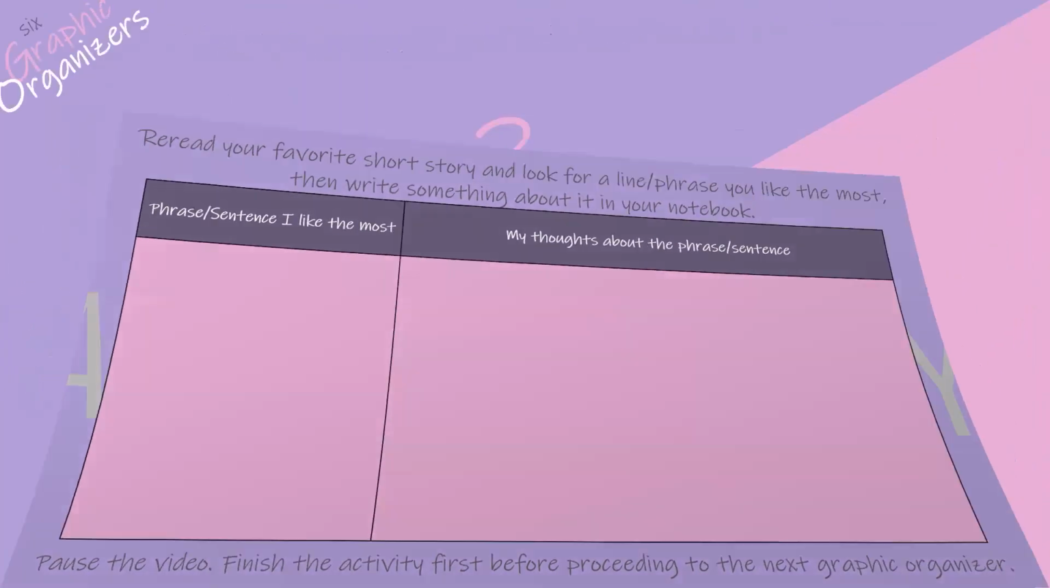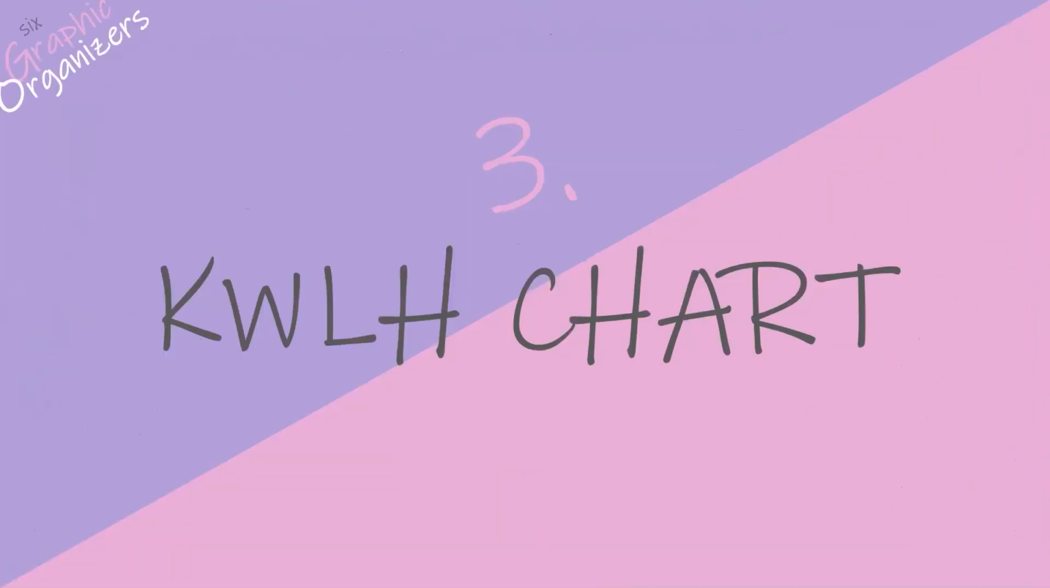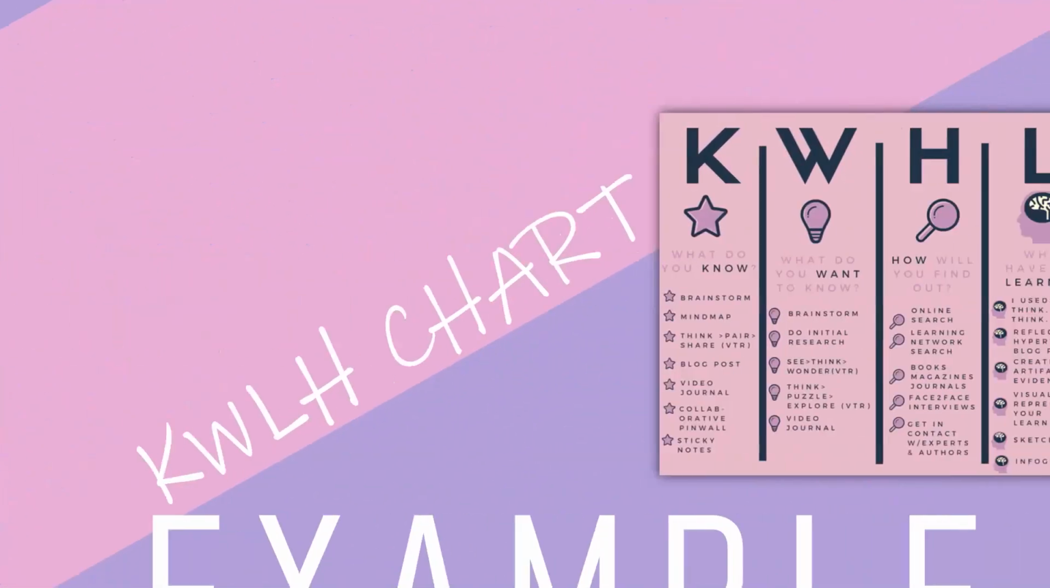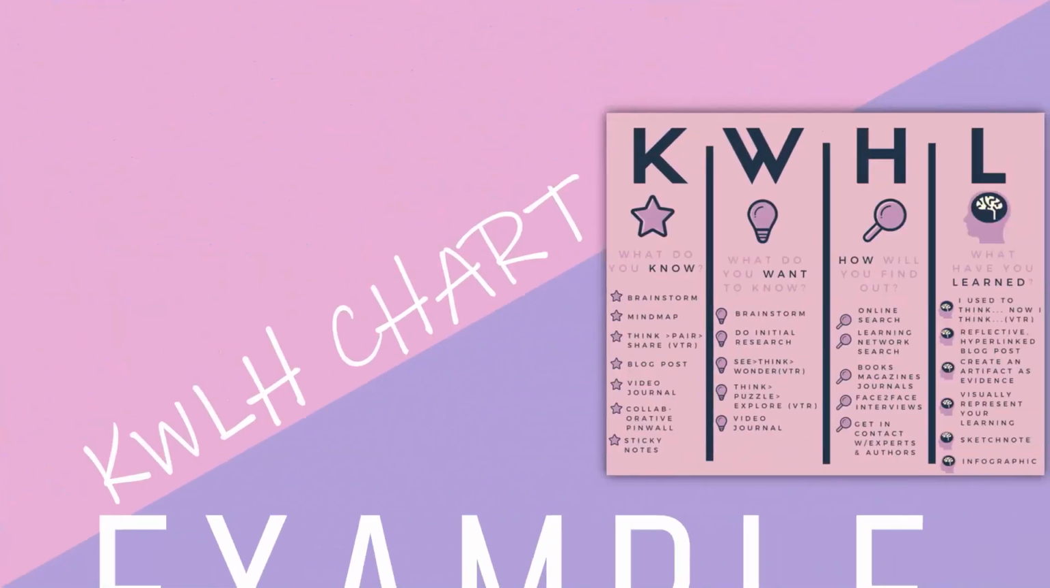The third one, KWLH chart. KWLH chart is a graphic organizer that helps you organize information before, during, and after a unit or a lesson.